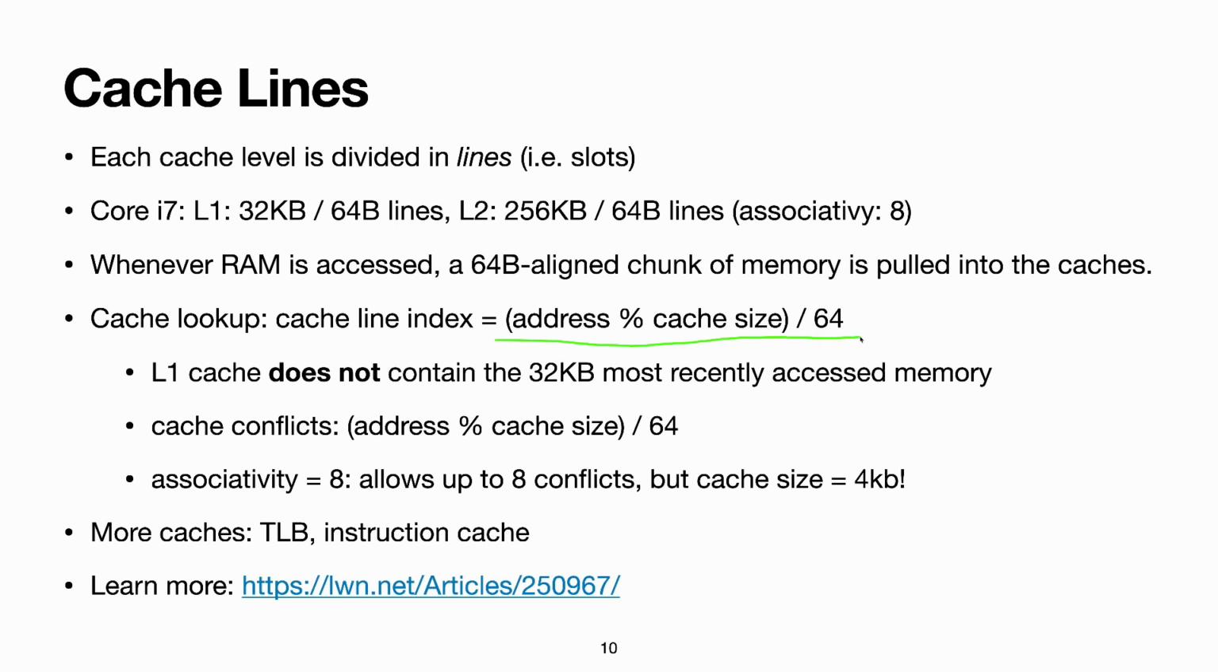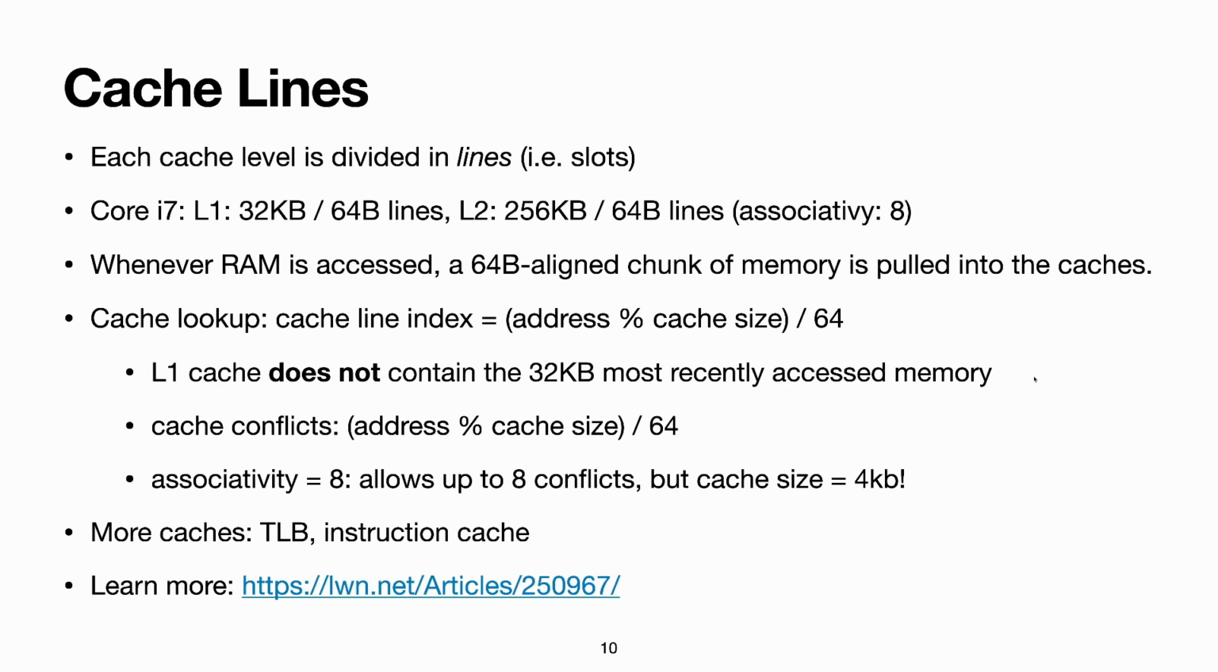So you take the address, you do modulo the size of the cache, and then you do a truncating integer division by 64. So say the address is 129. The cache size is 32 kilobytes, so we're fine. So this is 129. And then we do a division by 64, truncating, and the result is 1. So 1 is actually the second cache line, because the first cache line would be 0.